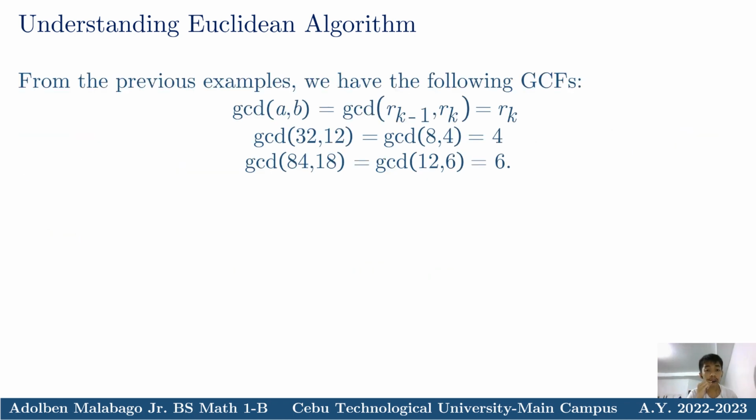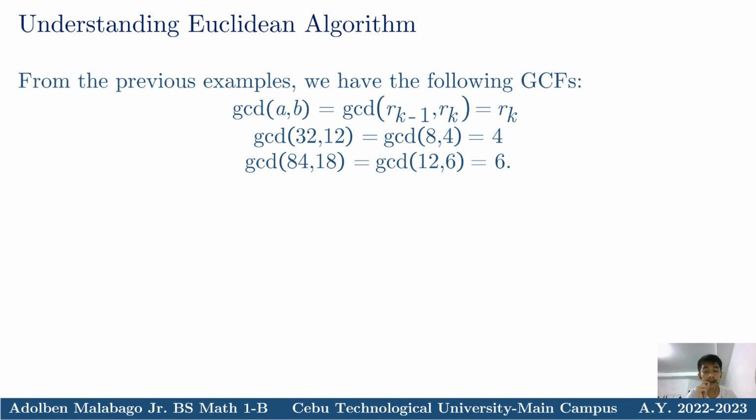From the previous examples, we have the following GCFs. Here we have the GCD of a and b, which is equal to the GCD of r sub k minus 1 and r sub k, which is all equal to r sub k. And here we also have the GCD of 32 and 12 is equal to the GCD of 8 and 4, which is equal to 4, which we got from the example earlier. And we also have the GCD of 84 and 18, which is equal to the GCD of 12 and 6, which is equal to 6.